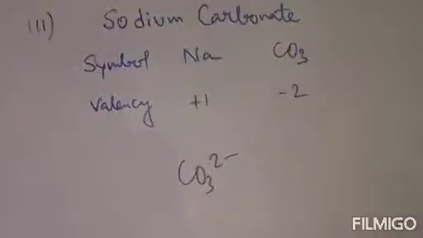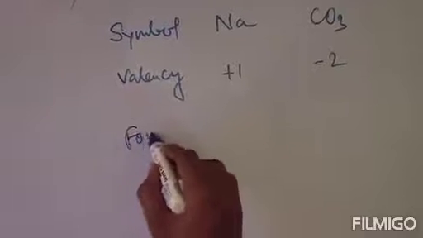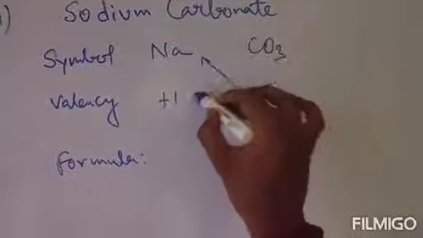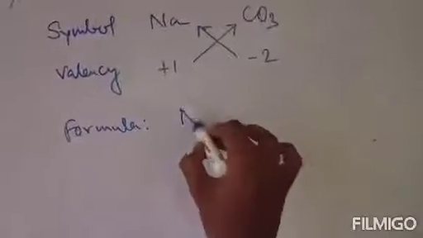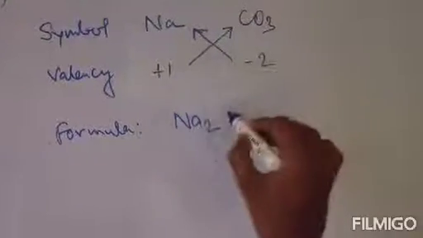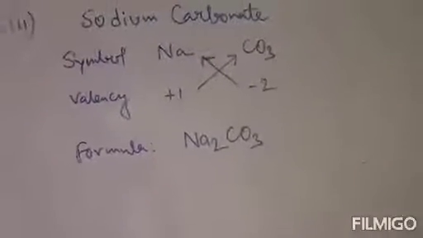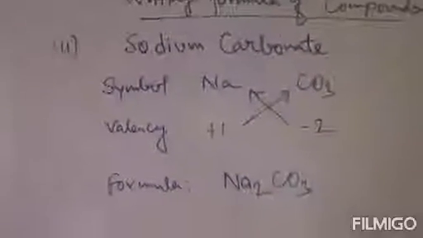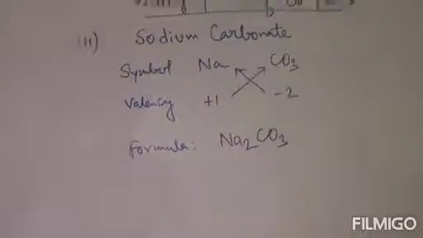This is carbonate. Clear? Now cross multiply. So the formula will be Na2 and CO3. That means the formula will be Na2CO3. This is the formula of sodium carbonate. Clear? Now this 2 and 3 will not reduce. That means it will remain as usual. So Na2CO3 is the final formula of sodium carbonate.